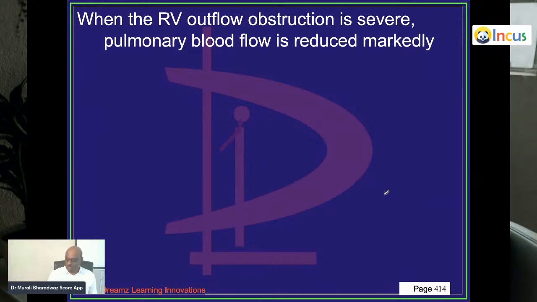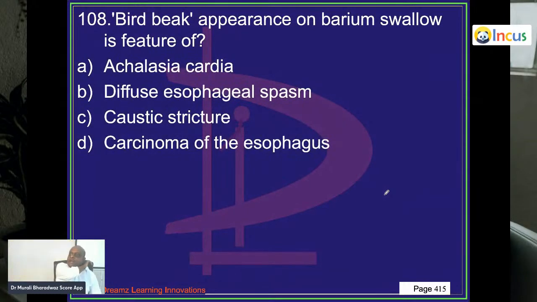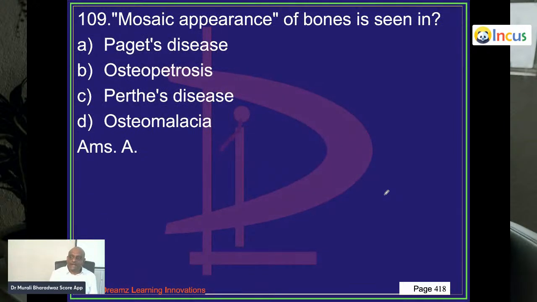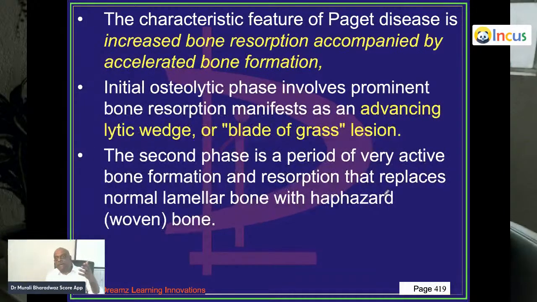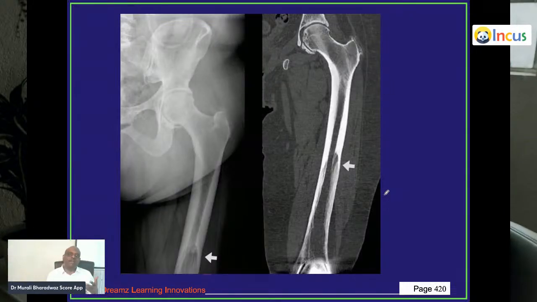Huh? So, bird-beak appearance, biscuit cushion: achalasia cardia. Mosaic appearance of the bones is seen in Paget's. In Paget's, there is one very important sign called blade of grass.